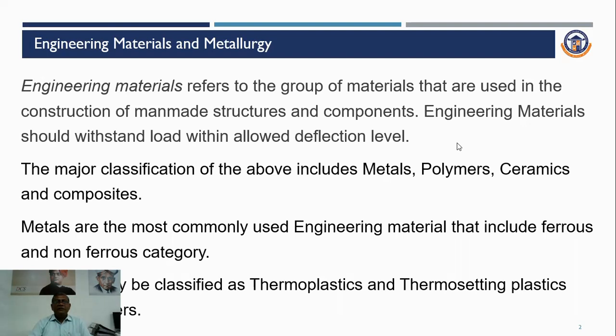Major classification of the engineering material includes metals, polymers, ceramics and composites. So metals are the most commonly used engineering material, which include ferrous as well as non-ferrous materials. Polymers may be classified as thermoplastics, thermosetting plastics and elastomers.